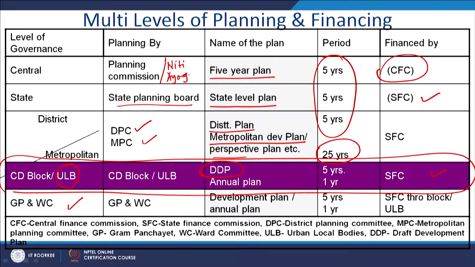So, at the block level or at the urban local bodies level, there is the development plan, or in short the draft development plan, and the annual plan. The development plan is usually for 5 years, and the annual plan is for 1 year, and the finance is provided through the State Finance Commission. Below that there are gram panchayats and ward committees. They make their own plans, and those plans are integrated in a comprehensive manner to make a city level plan, which we call a draft development plan, and many draft development plans make one regional plan or metropolitan plan.